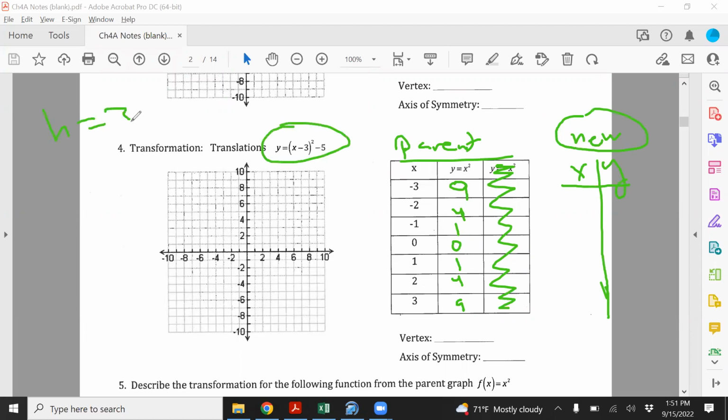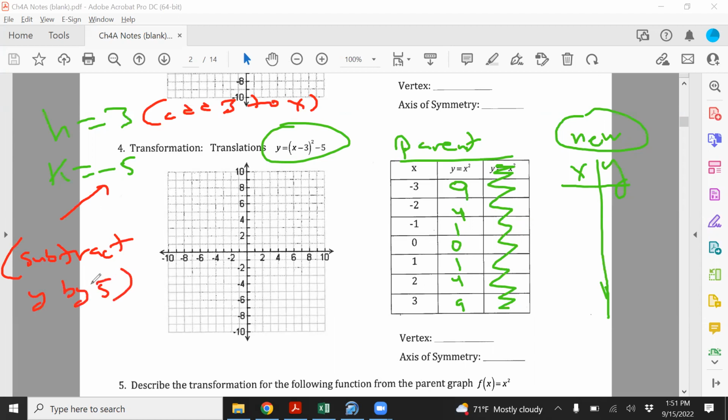Okay, so what do we do here? H is 3. K is -5. So what you're going to do is add 3 to x, and subtract 5 from y. You're going to add 3 to x, subtract y by 5. So if I add 3 to x, that's now going to become 0, 1, 2, 3.